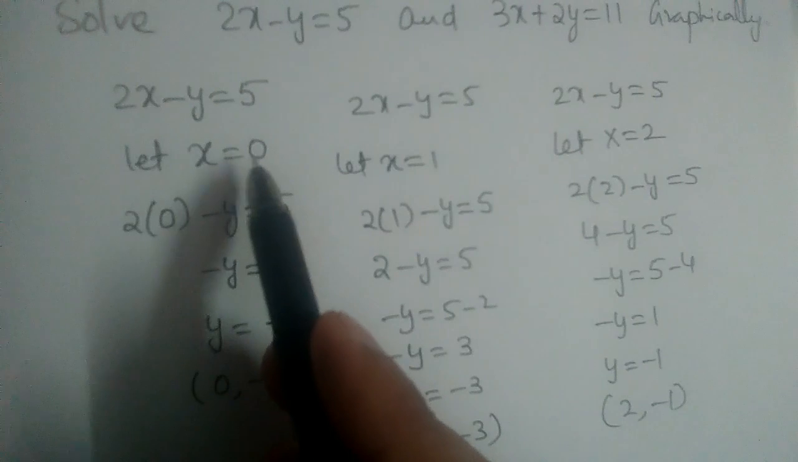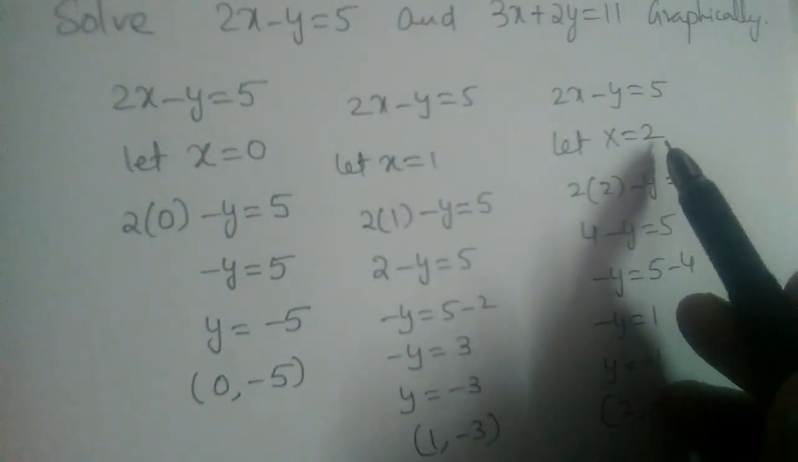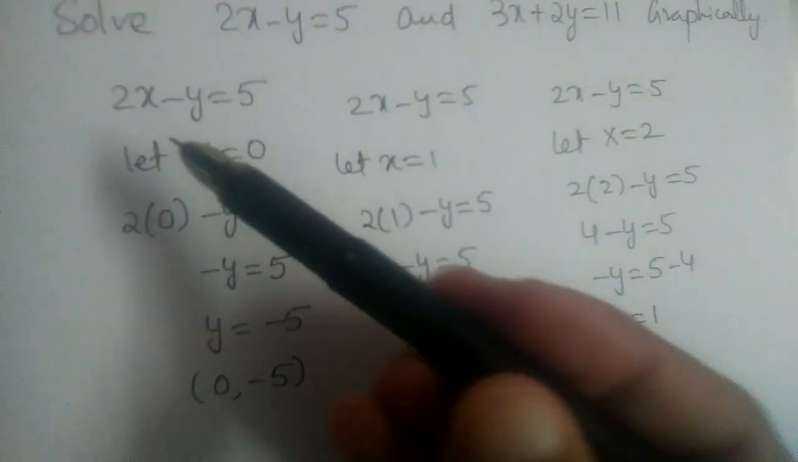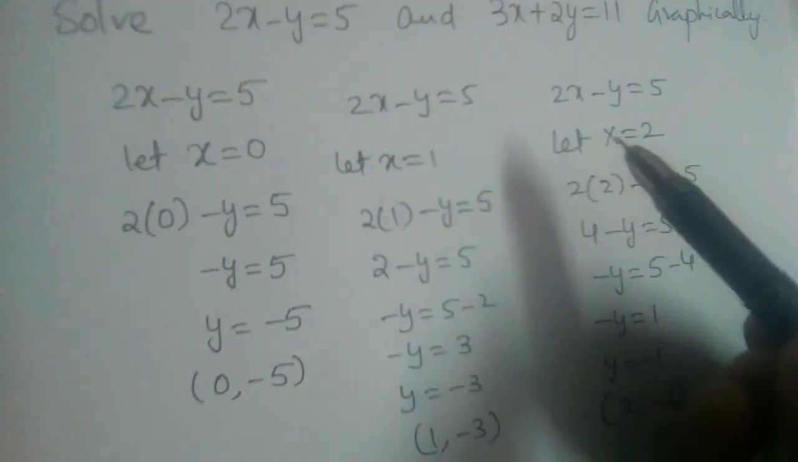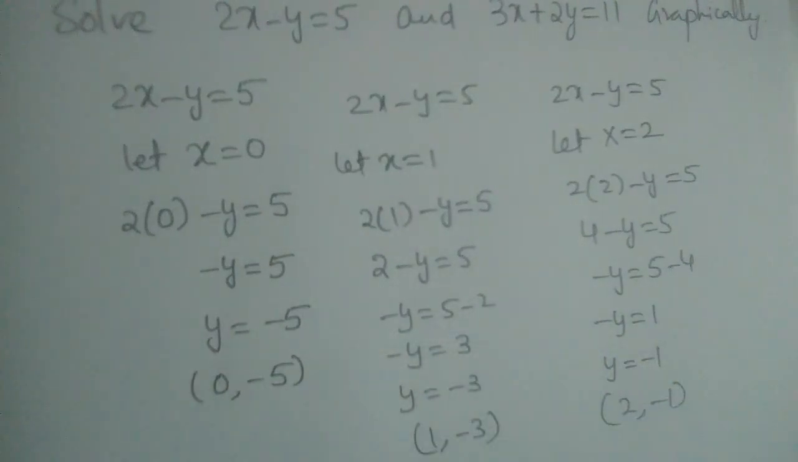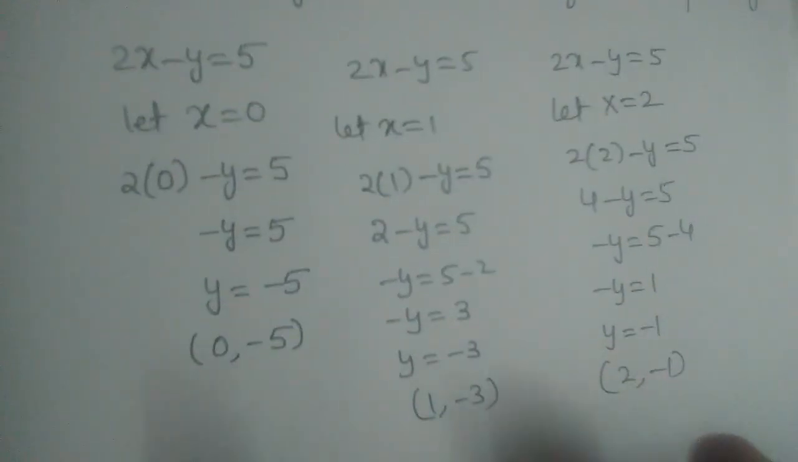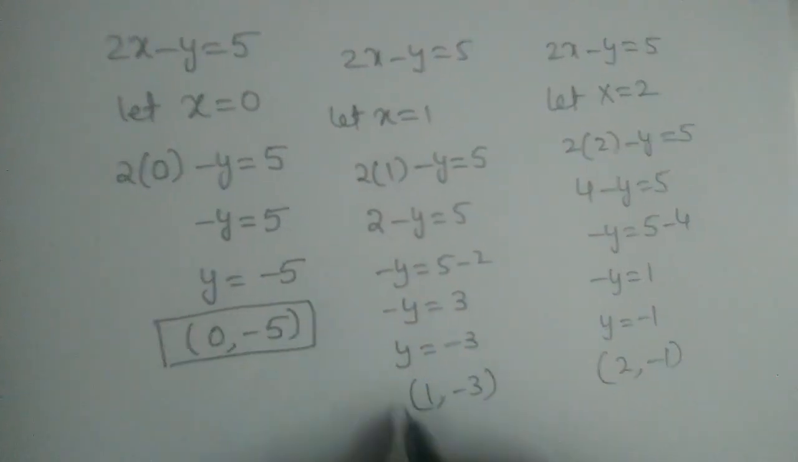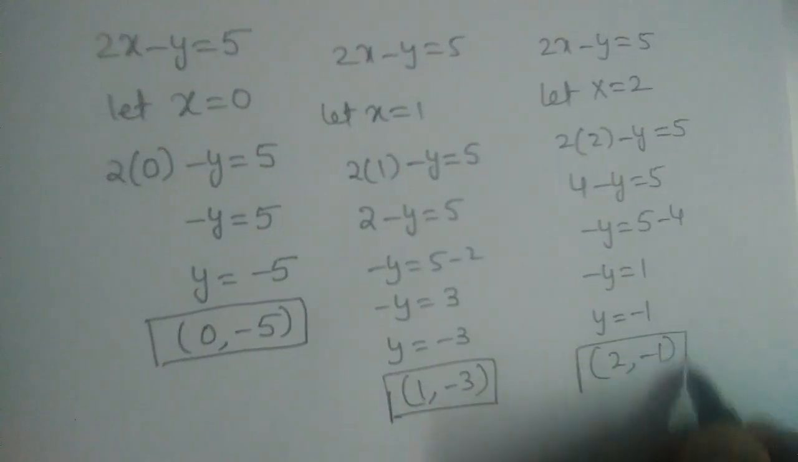We substituted x is equal to 0, 1 and x is equal to 2. We could have substituted any other value, x is equal to 10 or x is equal to 5, x is equal to minus 5. It is up to us, but substitute some reasonable values. So we have 3 points for one equation.